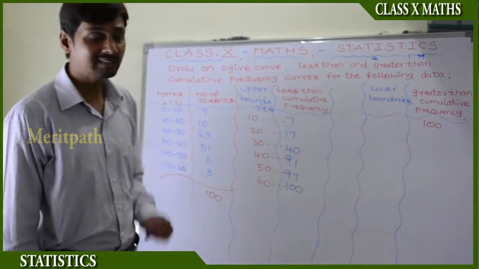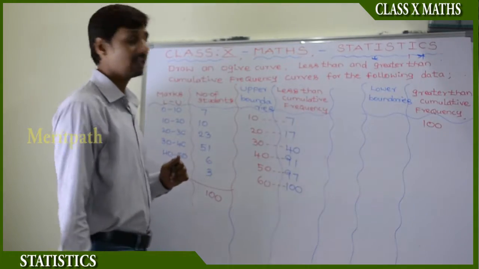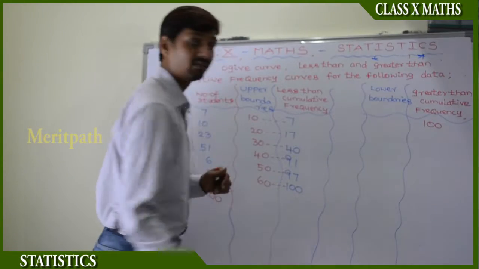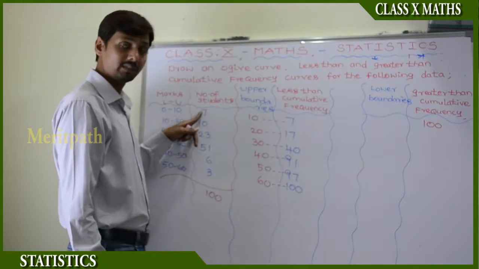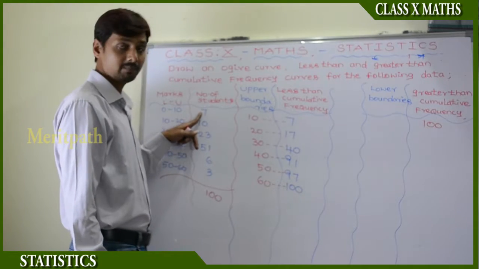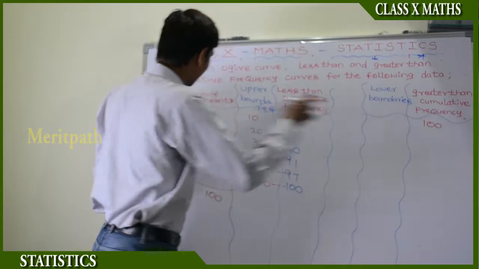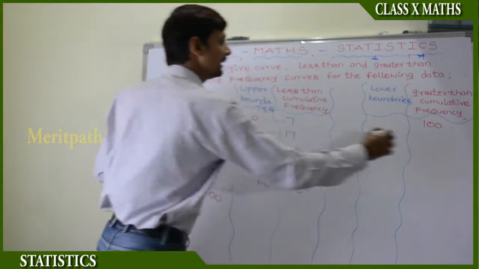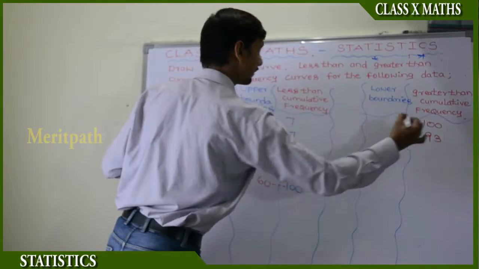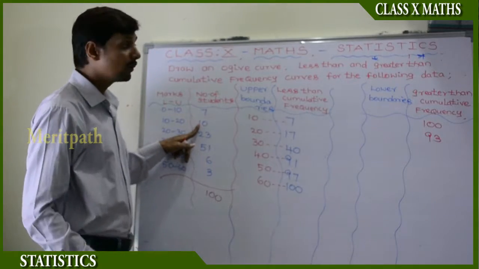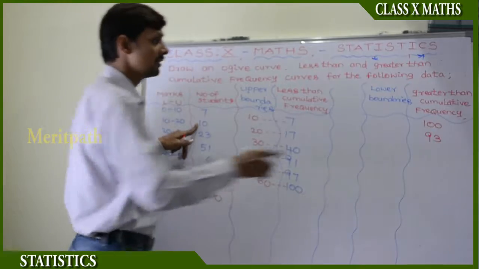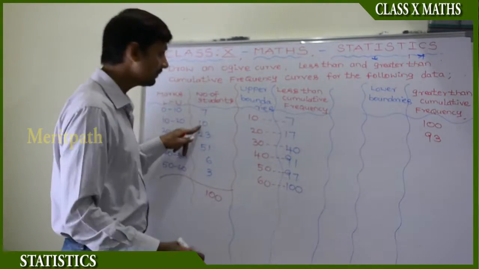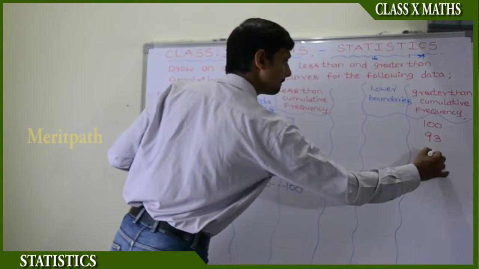Now we need to get the second frequency. To get it, let's subtract the first value from the frequency, that is 7. So 100 minus 7 will be 93. Then to get the next one, let's subtract the next frequency, that is 10. So 93 minus 10 is 83.